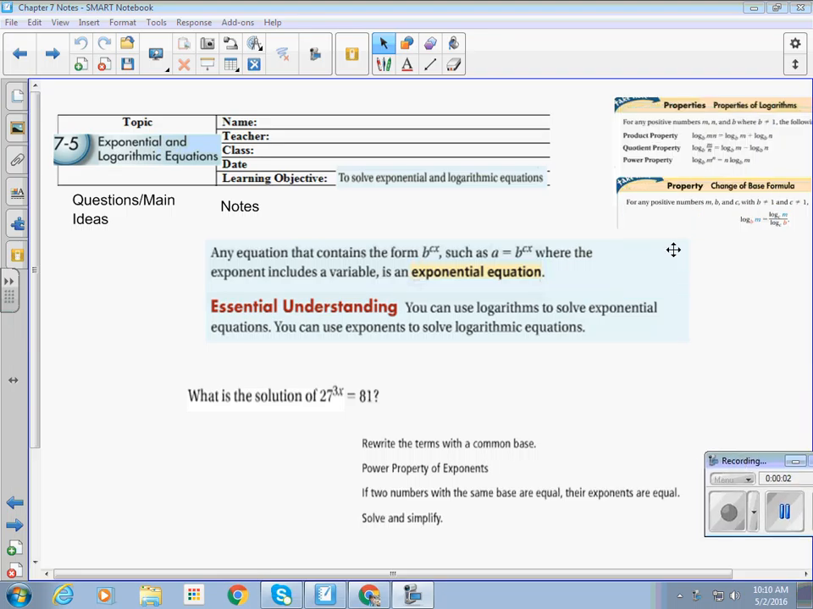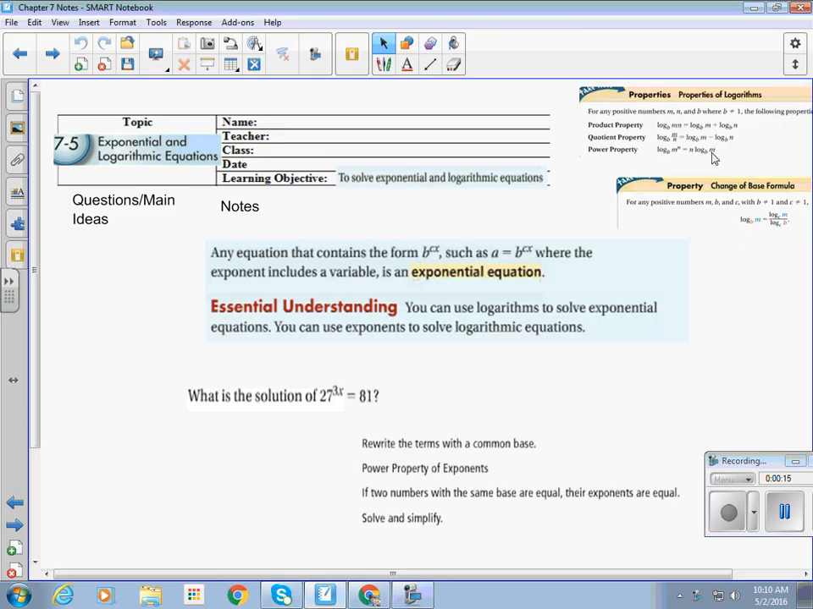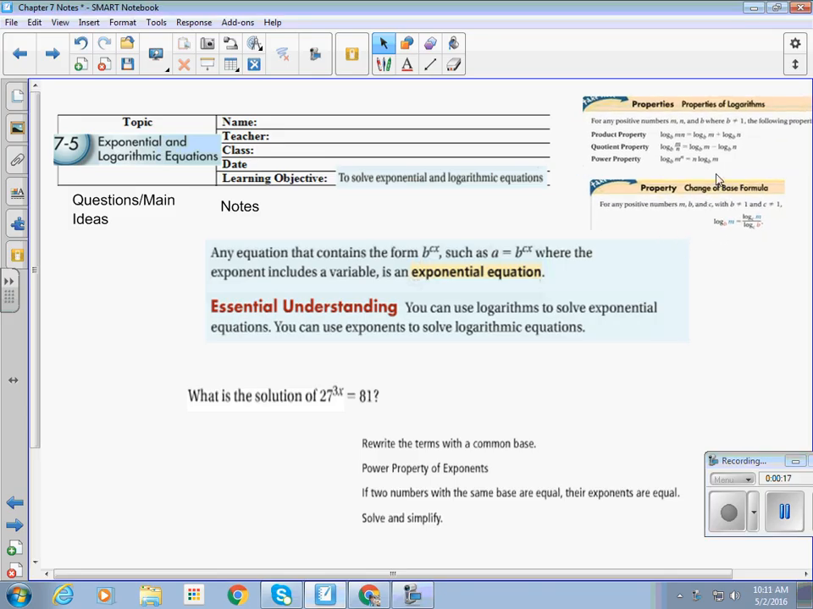All right, so this is Chapter 7, Section 5, Exponential and Logarithmic Equations. Our learning objective is to solve exponential and logarithmic equations. And just so that you have this as your frame of reference, we are going to be using the properties of logarithms and the change of base formula.